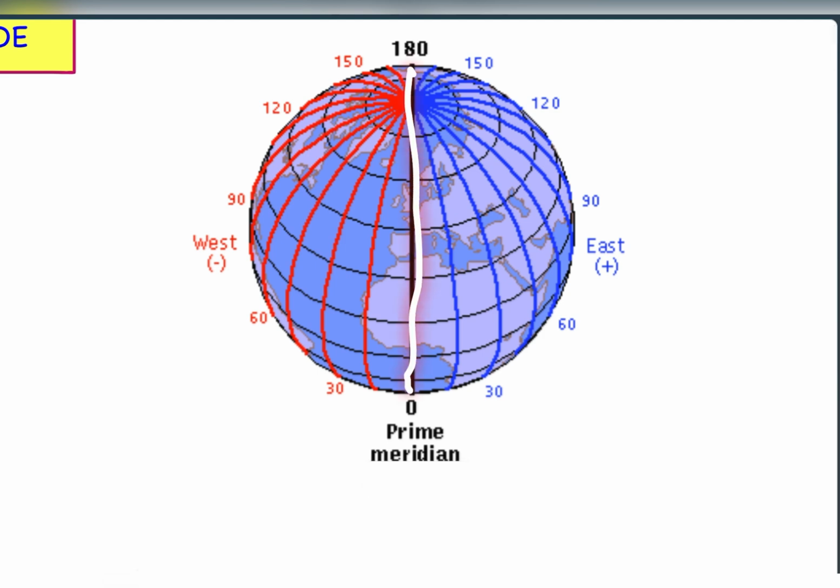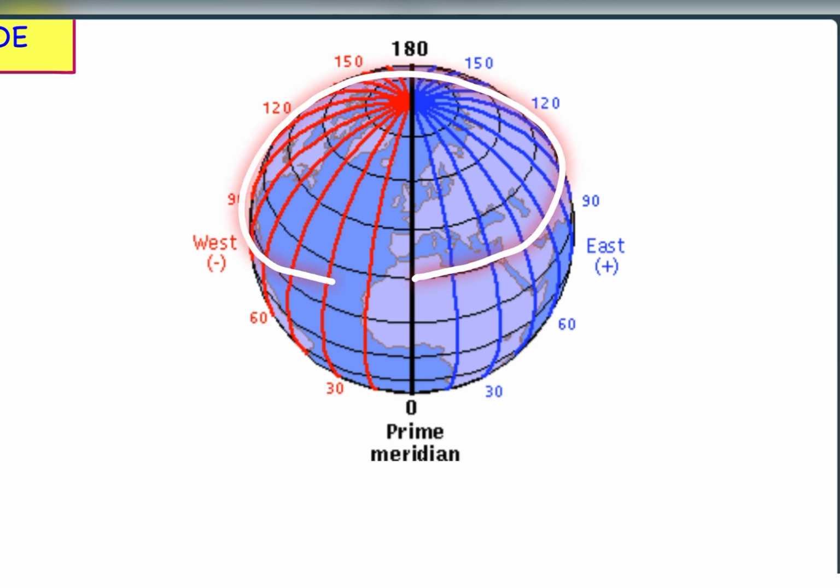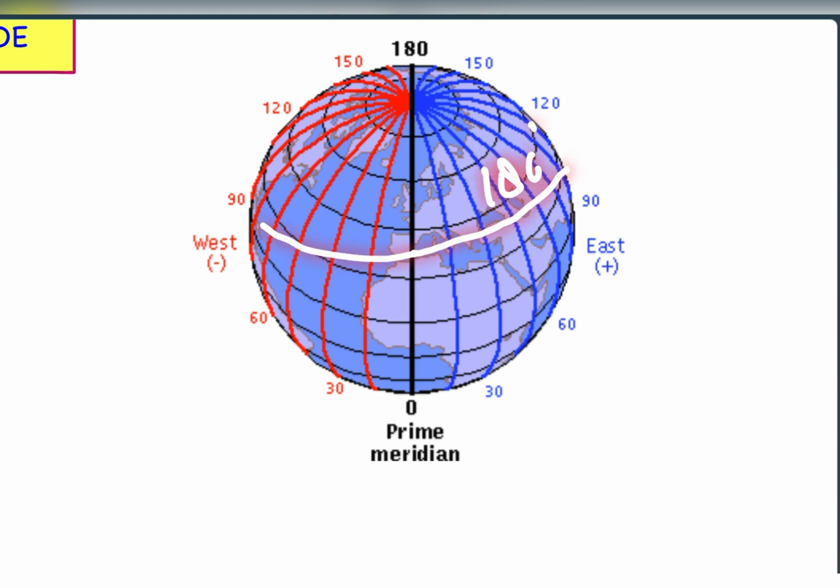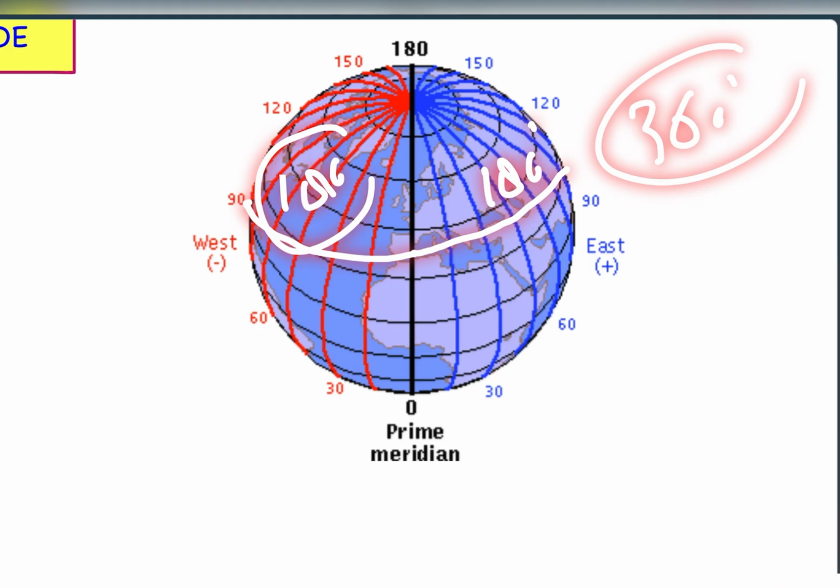This is the prime meridian, 0 degree longitude. We all know that Earth is divided into 360-degree longitudes. Eastward from this prime meridian is 180 degree. Westward from this point is also 180 degree. So combining the whole will become 360 degree.